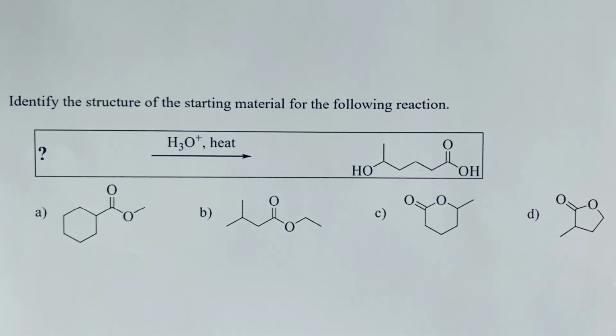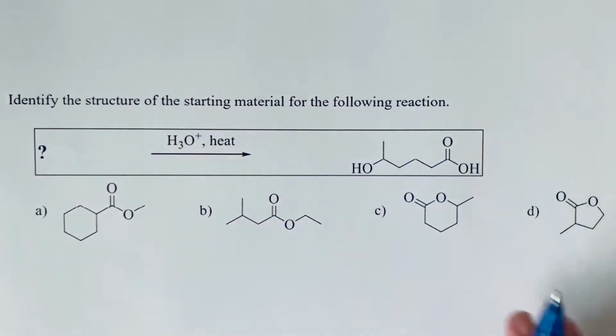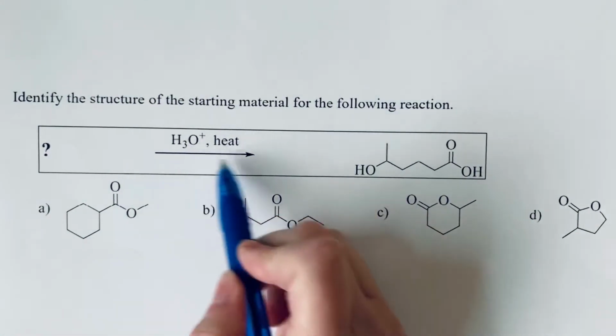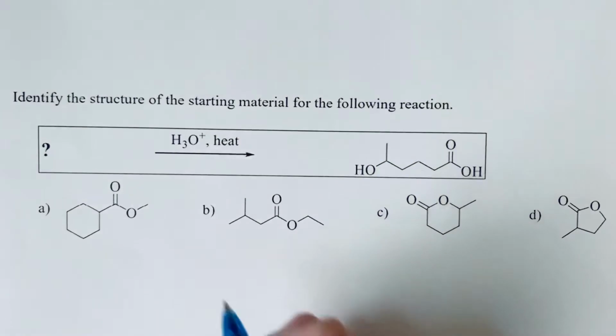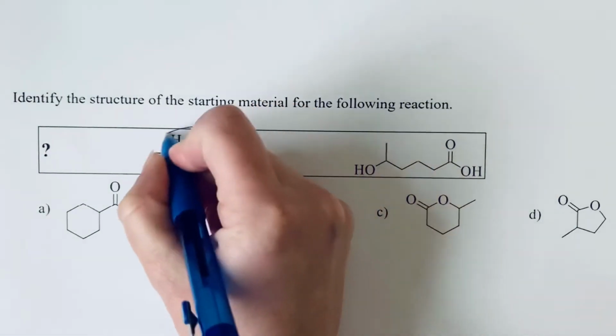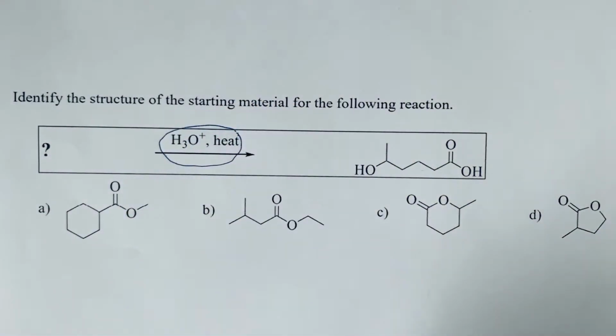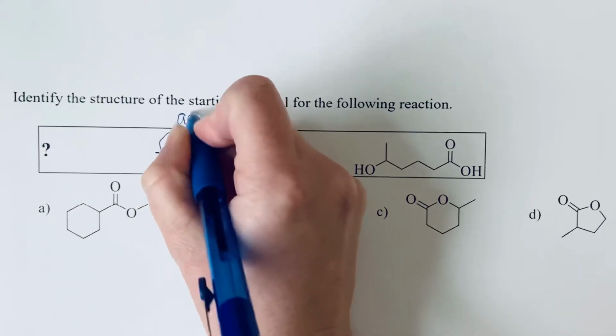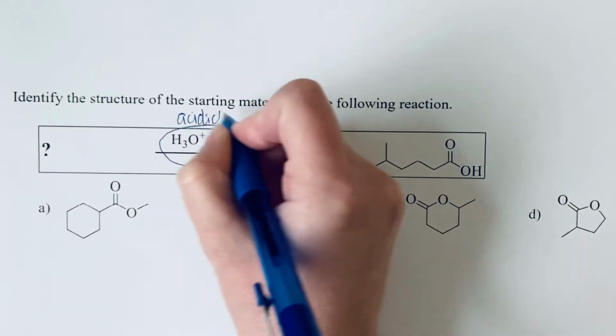Identify the structure of the starting material for the following reaction. So if we look at what we are given here, we see that our reaction conditions are aqueous acid and heat. So these are conditions for an acidic hydrolysis reaction.